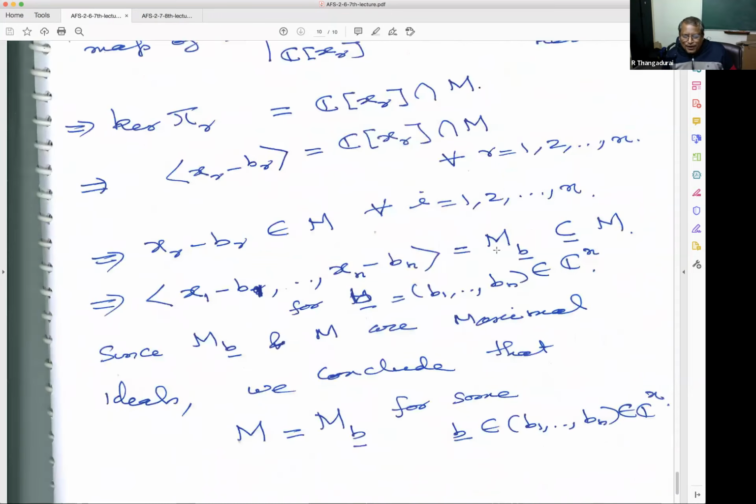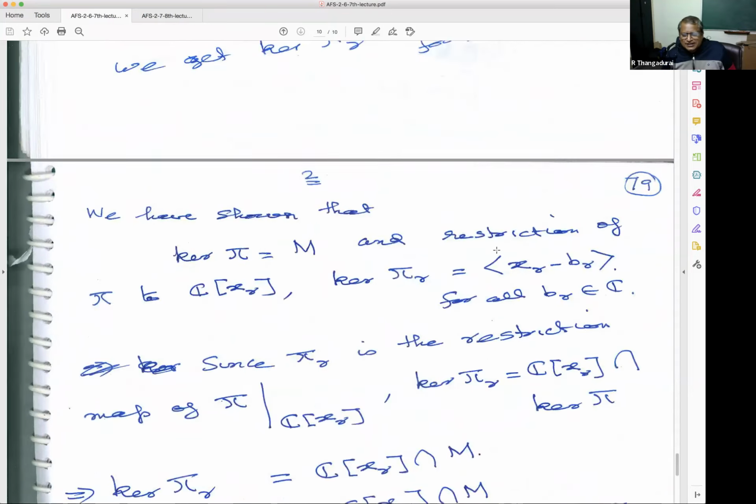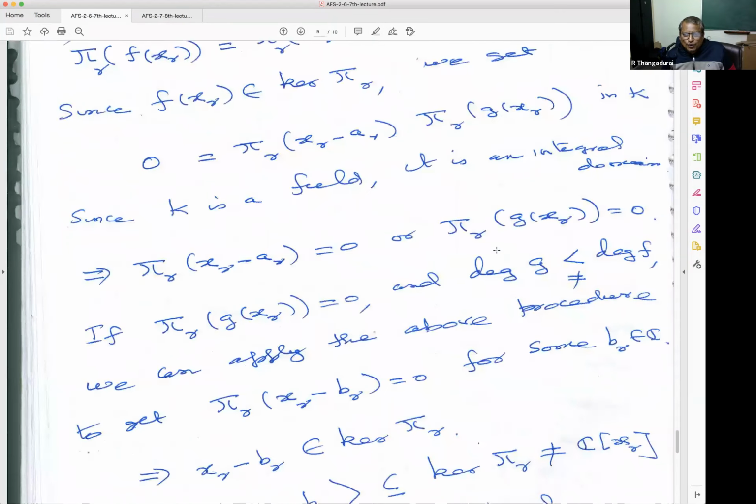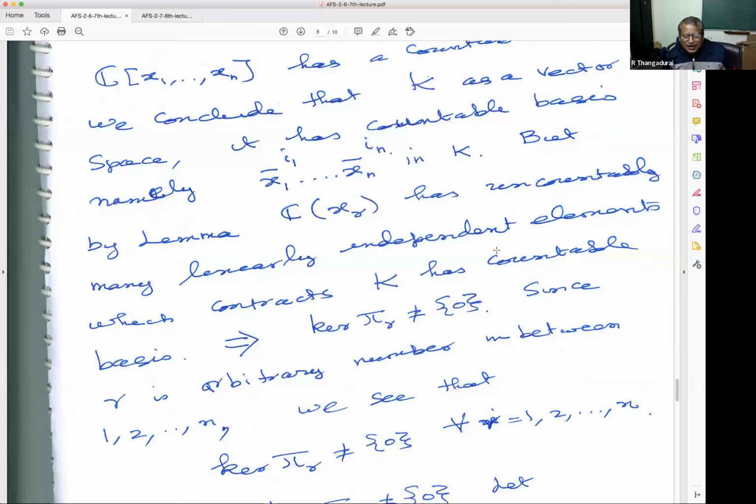Here, the main point is just a restriction map. Once you take a maximal ideal and look at the quotient ring, which is a field, you take the canonical map from the ring to the quotient ring, which is a field K. Then you restrict to the subrings. You look at the kernel.